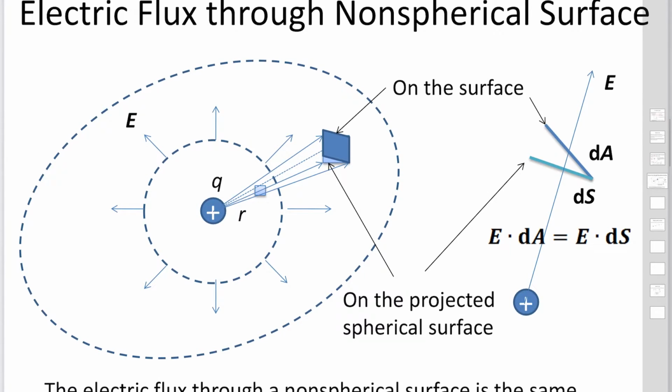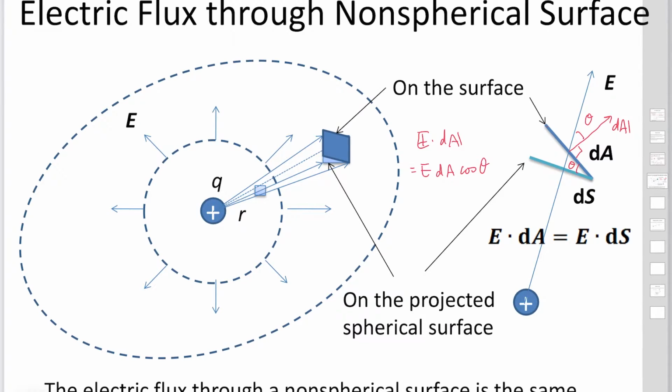Then we'd like to consider the electric flux through a non-spherical surface. On the surface, the area vector dA is not parallel to E, and the angle formed by these two vectors is theta. Then if you consider the scalar product, E dot dA, this becomes the magnitude of E times the magnitude of dA, and you have to multiply by cosine theta because of the scalar product.